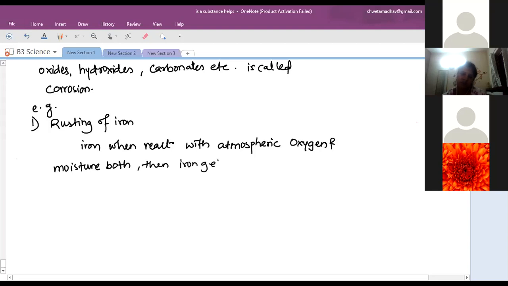Ma'am, if I'm adding iron into water, will it rust? No, it won't.